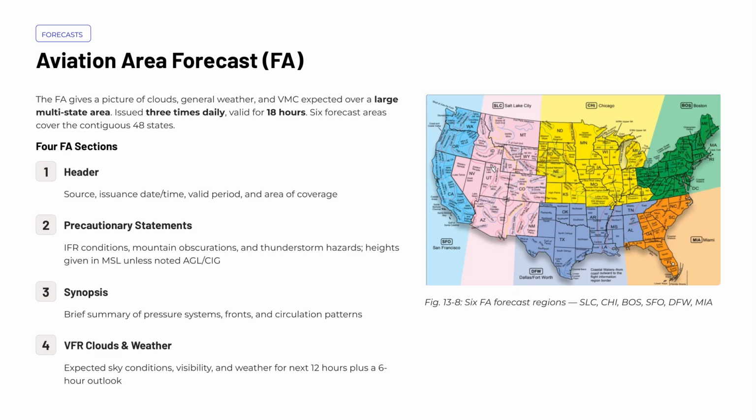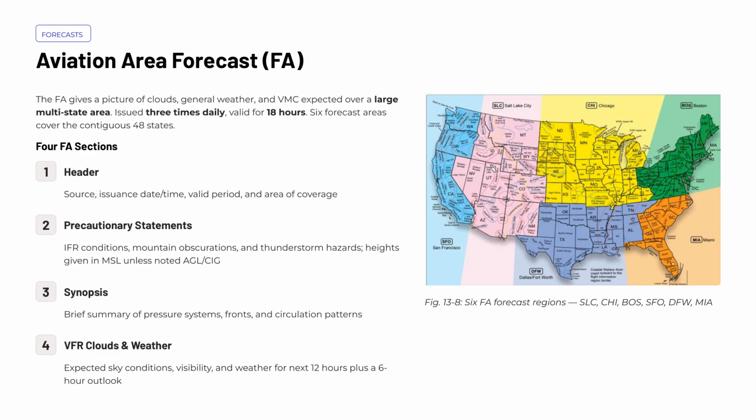The FA is organized into 4 distinct sections. The header identifies the source, issuance date and time, valid period, and the geographic area covered. Next, the precautionary statements section alerts pilots to IFR conditions, mountain obscurations, and thunderstorm hazards. An important reminder here is that all heights in the FA are given in MSL unless specifically noted as AGL or ceiling.